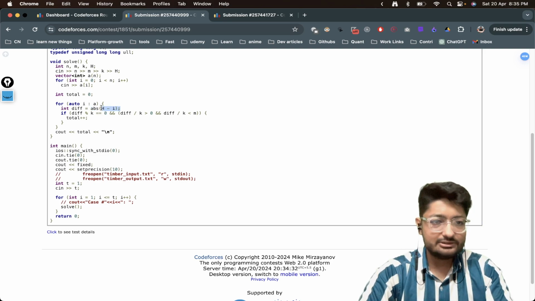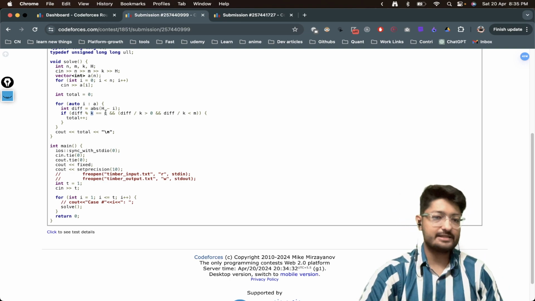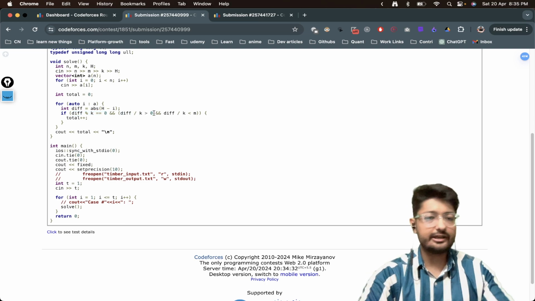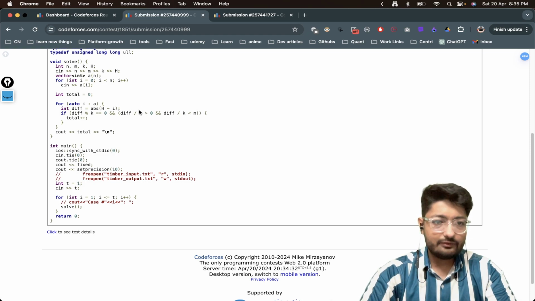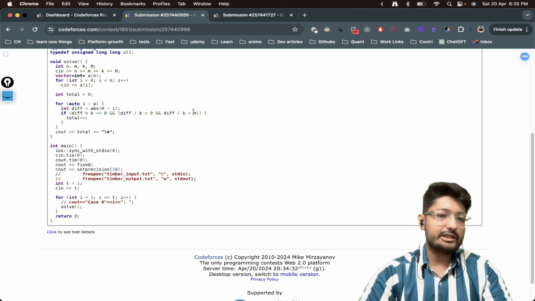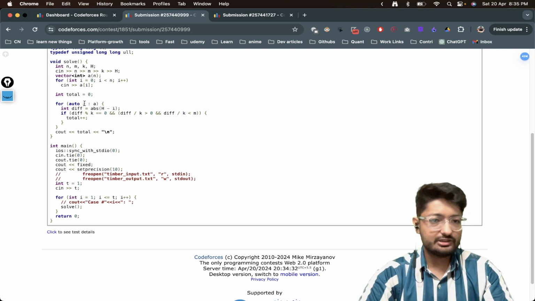Whatever the absolute difference between the heights is, we have to ensure that the difference is a multiple of k, because then only we have a whole number of steps. That number of steps should be greater than 0 and less than m. So these two conditions have to be ensured: it should be divisible by k, and the number that we find by dividing should be greater than 0 and less than m, because the number of steps that we have is only m. If all these conditions are met, then Vlad and that ith person can have a conversation.